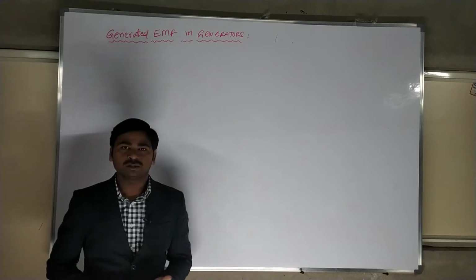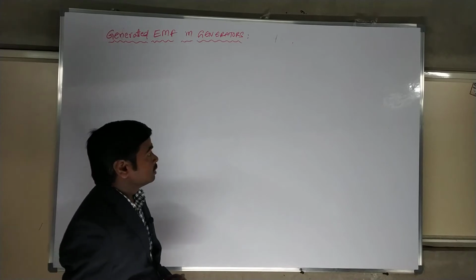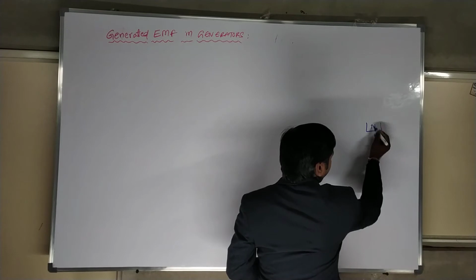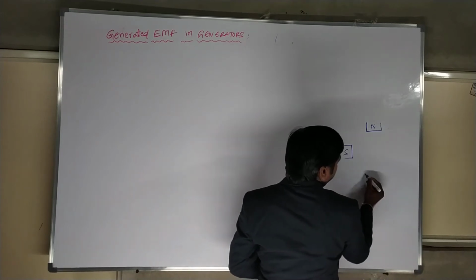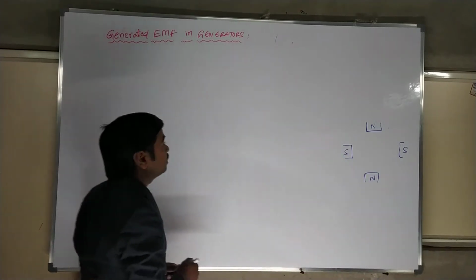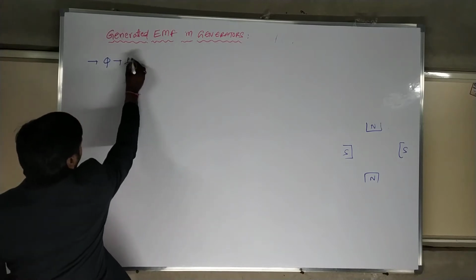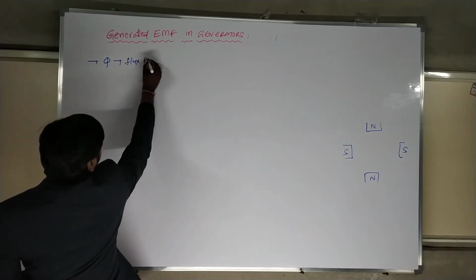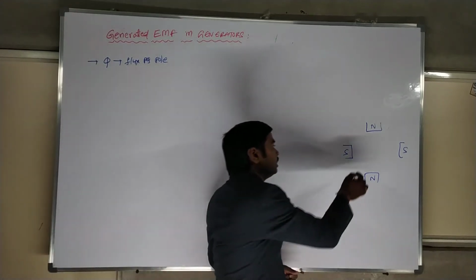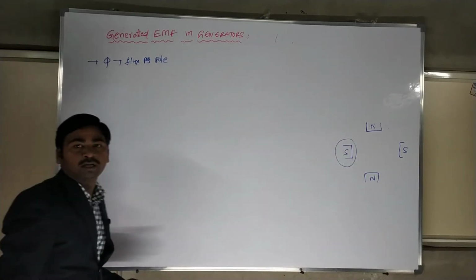For the derivation, some assumptions are required. I'll go one by one through what exactly is involved. Let us take an example, a 4-pole machine, north and south, followed by north and south. Now here I should write one by one. First, phi is the flux per pole. Each pole possesses how much flux? That is the assumption: phi is the flux per pole.